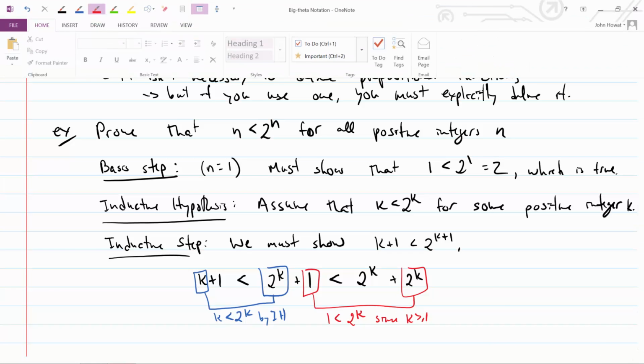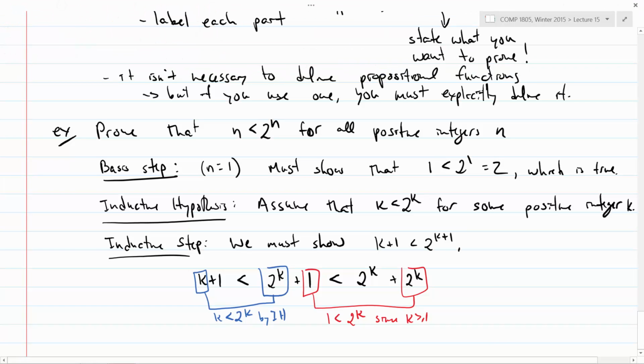Question? Yeah, is it k plus 1 is less than 2k plus 1 or 2 to the k plus 1? 2 to the k plus 1. So the plus 1 here is not in the exponent. If it were, we'd be done, because that's what we're shooting towards. Okay, so now I have a 2 to the k plus 2 to the k. What's this exactly the same as?